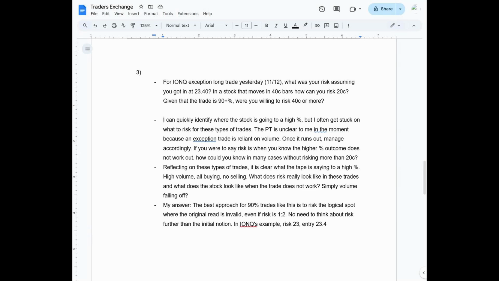Okay. If you were to say risk is when you know the higher percentage outcome does not work out, how could you know in many cases without risk? All right, I'm confused by this, Millen. You're going to have to ask him, and please make sure their questions have proper grammar because I have no idea what he's saying here. My answer, go to the next one. I really have no idea what he's saying.